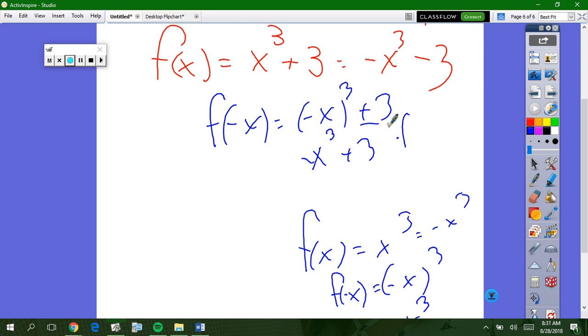Because remember, if it's an odd function, for it to be odd, it would have to be its opposite. Well, what is the opposite of this function? Distribute the negative through negative x cubed minus 3. So that's kind of what I was looking for to make it completely opposite. Does that answer your question? Yeah. Okay. All right.